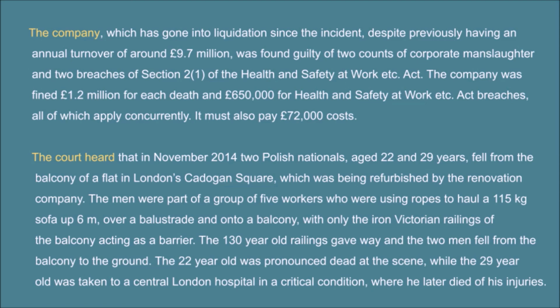The court heard that in November 2014 two Polish nationals, aged 22 and 29 years, fell from the balcony of a flat in London's Cadogan Square, which was being refurbished by the renovation company. The men were part of a group of 5 workers who were using ropes to haul a 115 kg sofa up 6 meters, over a balustrade and onto a balcony, with only the iron Victorian railings of the balcony acting as a barrier. The 130-year-old railings gave way and the 2 men fell from the balcony to the ground. The 22-year-old was pronounced dead at the scene, while the 29-year-old was taken to a central London hospital in a critical condition, where he later died of his injuries.